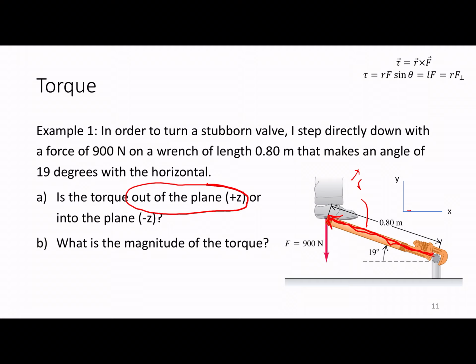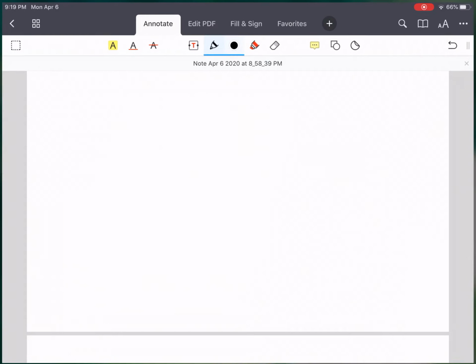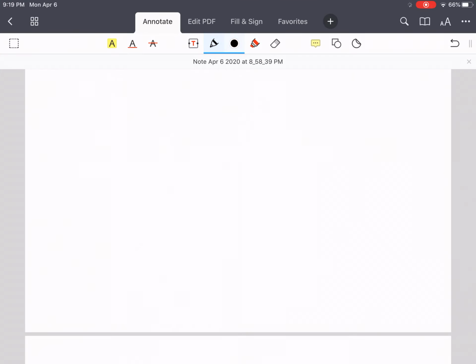All right, now the harder one. What is the magnitude of torque? So take a couple minutes, try to figure out the magnitude of torque using your favorite method, and then we're going to see what the answer is. All right, so I'm going to assume everyone's done this at that point. Let's go ahead and draw this figure.